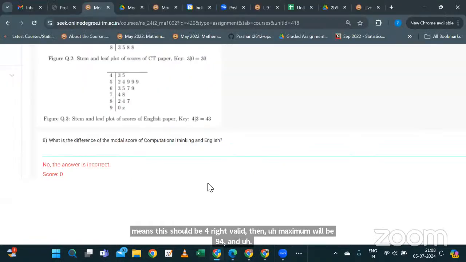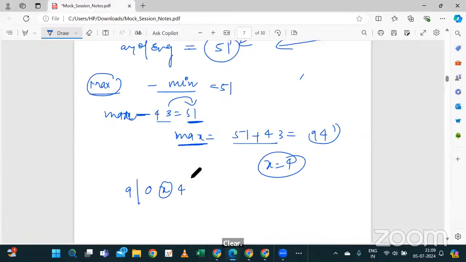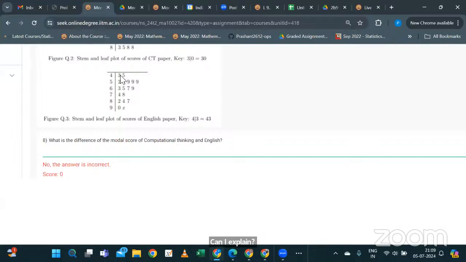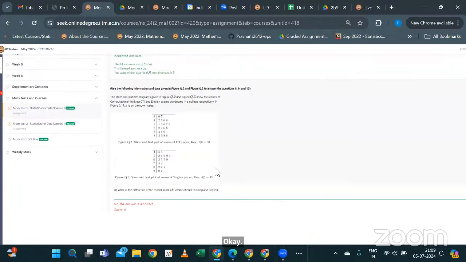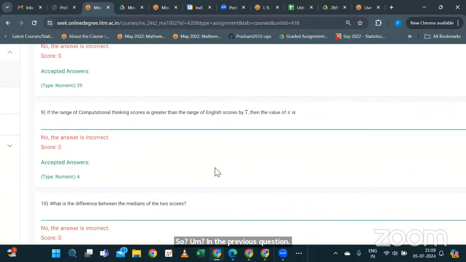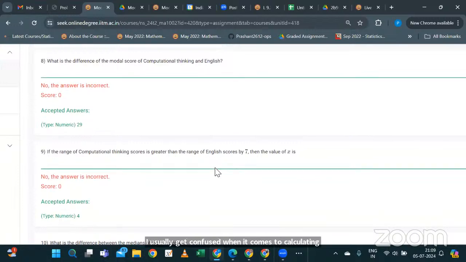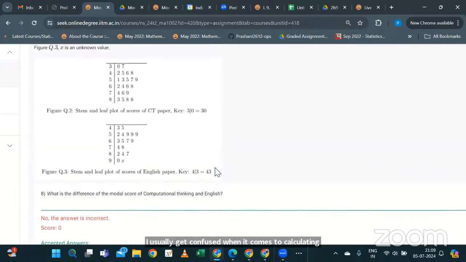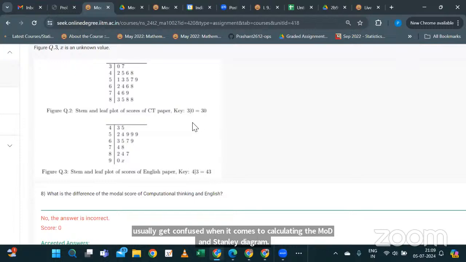Clear? Can you explain the minimum once again? The minimum is given to us, 43. In the stem and leaf plot, the values are already in ascending order. Got it, sir. In the previous question, I usually get confused when calculating the mode in a stem and leaf diagram. The mode is something which occurs more frequently. See, it has been given how to interpret the observation.